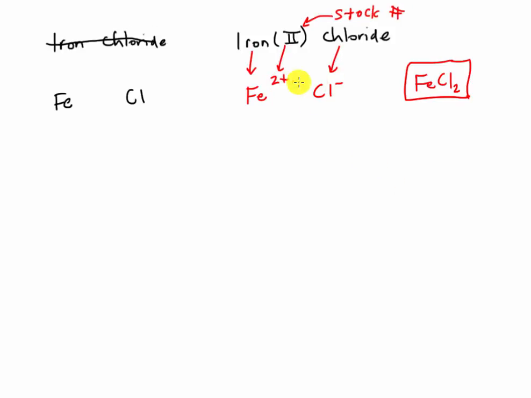So we would just balance the charges. Again, stock number, and this is what students get confused all the time. Stock number tells you the charge on the cation, not the anion. It does not tell you how many ions. This does not mean you write Fe2Cl. I'm going to see so many of you do that. It does not tell you how many. It tells you the charge on the ion.